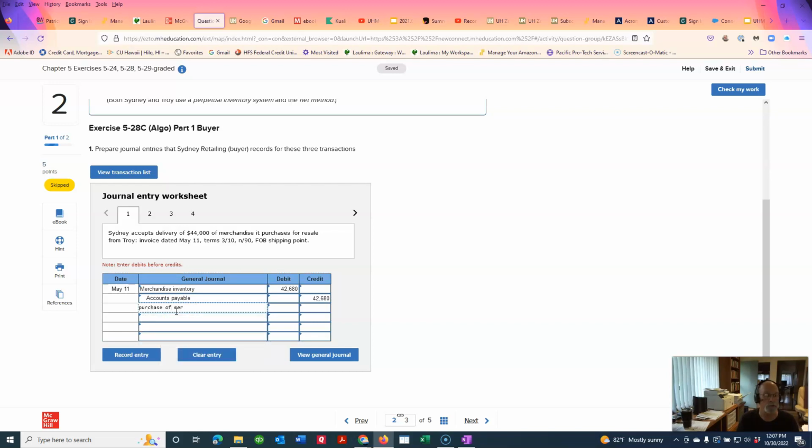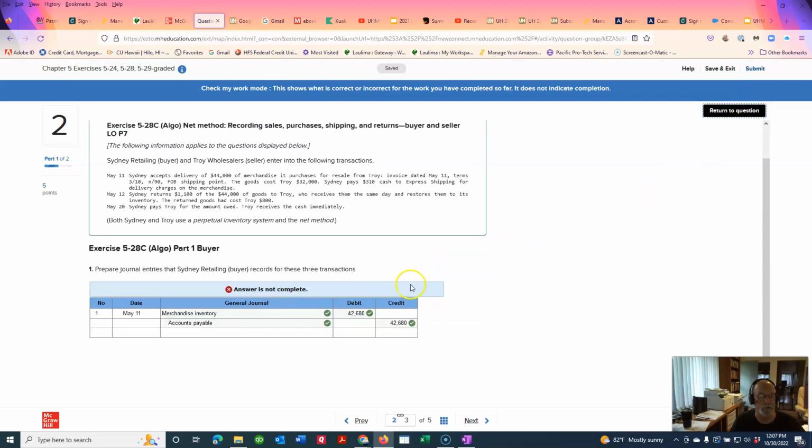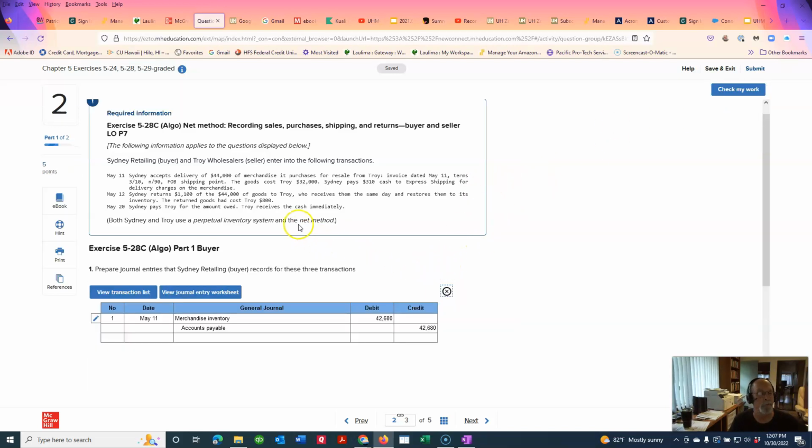And I wonder if it's going to accept a purchase of merchandise, terms 3/10, net 90. Now, I'm not sure if it's going to accept that. No, it doesn't. Okay. So it doesn't accept any kind of explanation. So we simply record it. And just do a quick check that our first entry is correct, and it is correct. Okay, so we're on the right track.